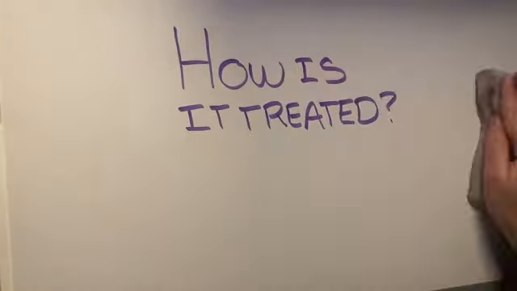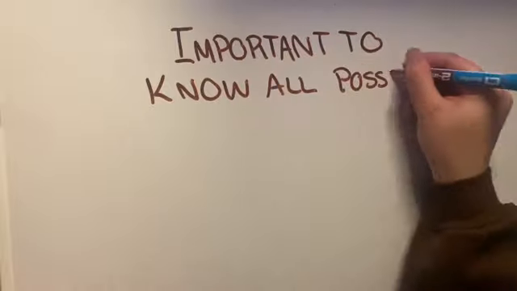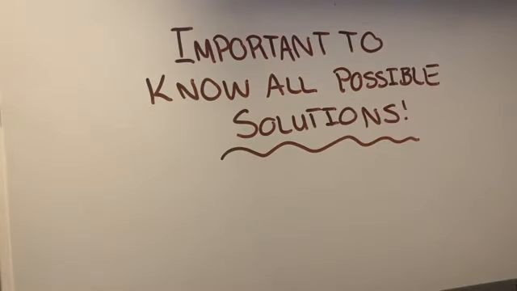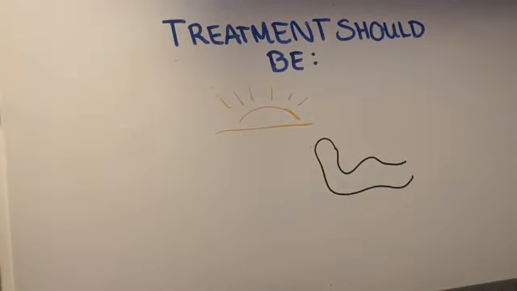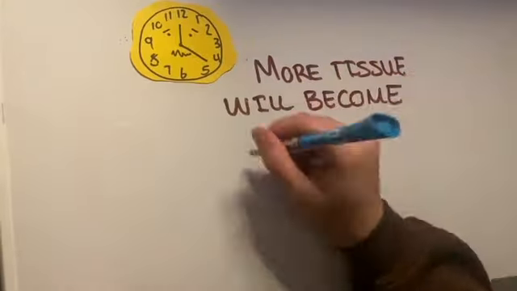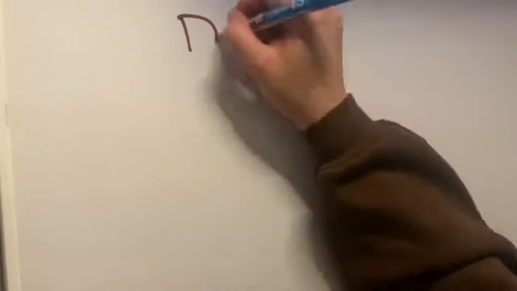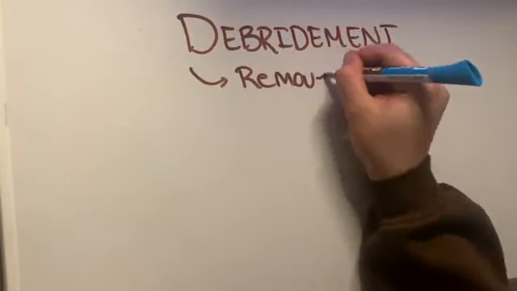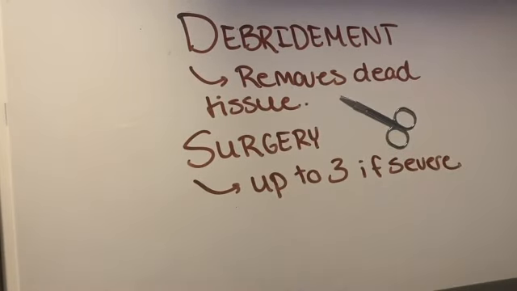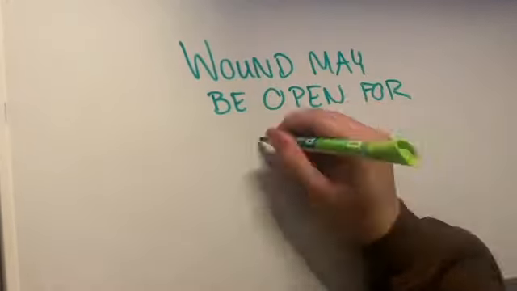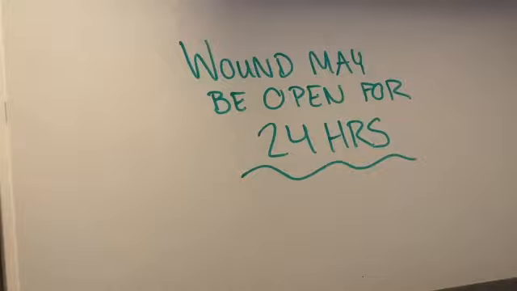How is it treated? If you get necrotizing fasciitis, it is important to know all the possible scenarios of how it could be treated. Treatment should be early and aggressive. The longer you wait, the more it could spread and damage tissues and other parts of your body. Surgical exploration and debridement are required. Debridement is the removal of damaged and infected dead tissue in that area. On very excessive necrotic damage, it usually takes up to 3 surgeries to ensure all of the infection is gone. The wound would be left open to closely re-inspect 24 hours after debridement.